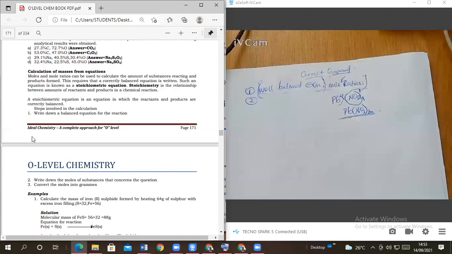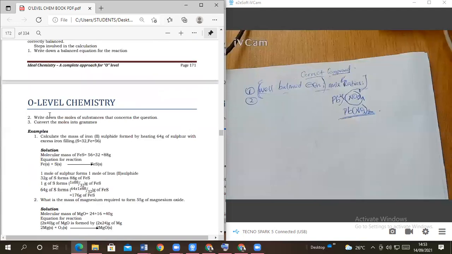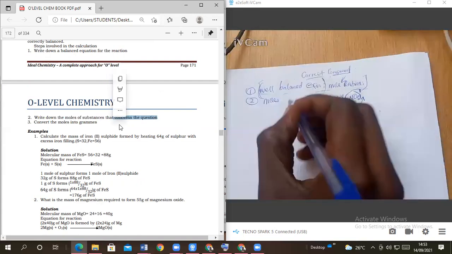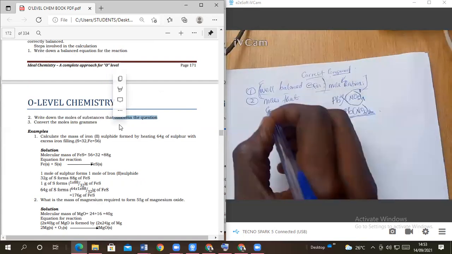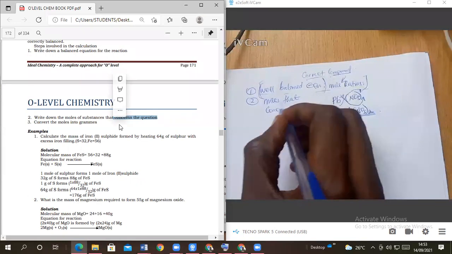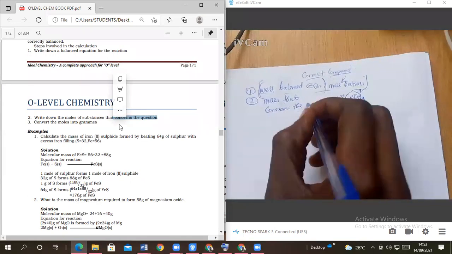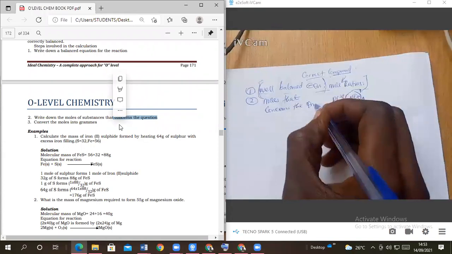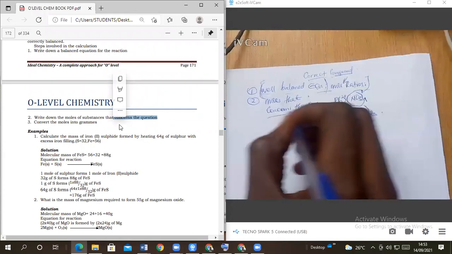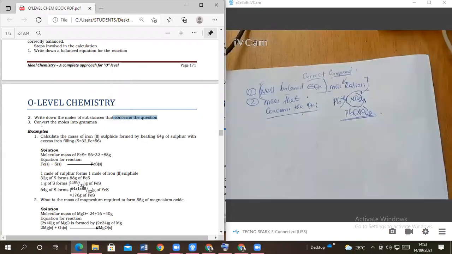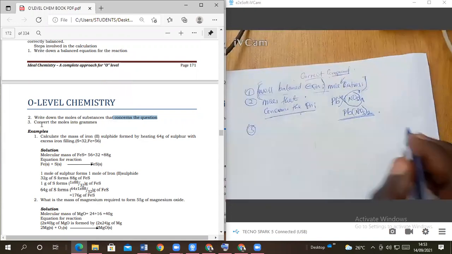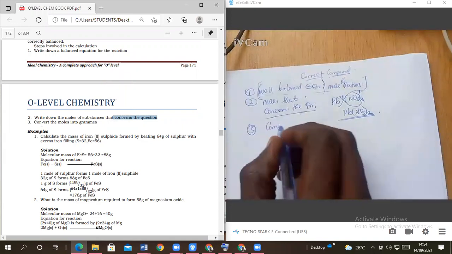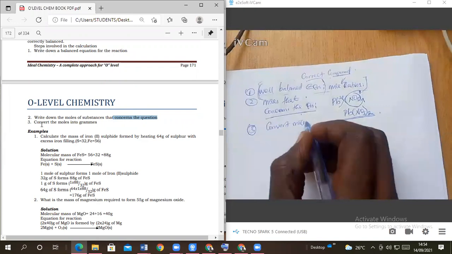That is one way. Two, write down the number of moles of the substance that concerns the question. I'm going to elaborate more when you come to the equations down there. Then three, convert moles to grams. Convert moles to grams.